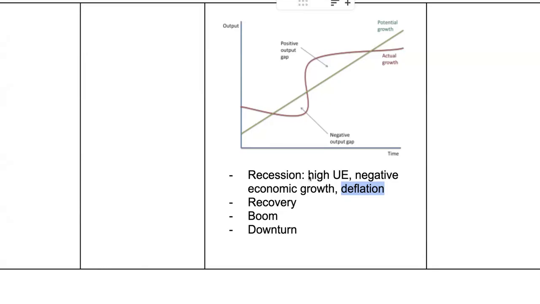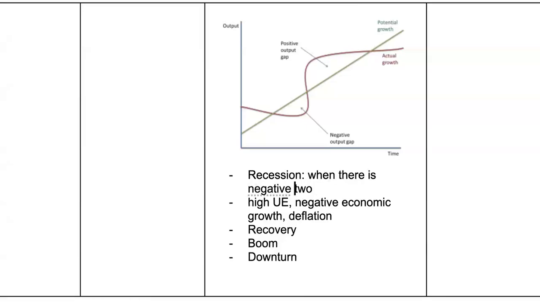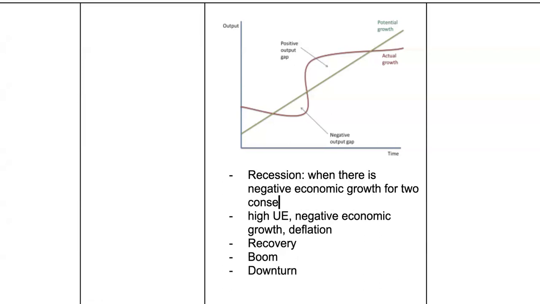The definition of a recession is when there is negative economic growth for two consecutive quarters. Not deflation, negative economic growth. What's a quarter? A quarter is just a quarter of a year, so 3 months is a quarter. If you ever hear the word quarter in economics, it means 3 months.